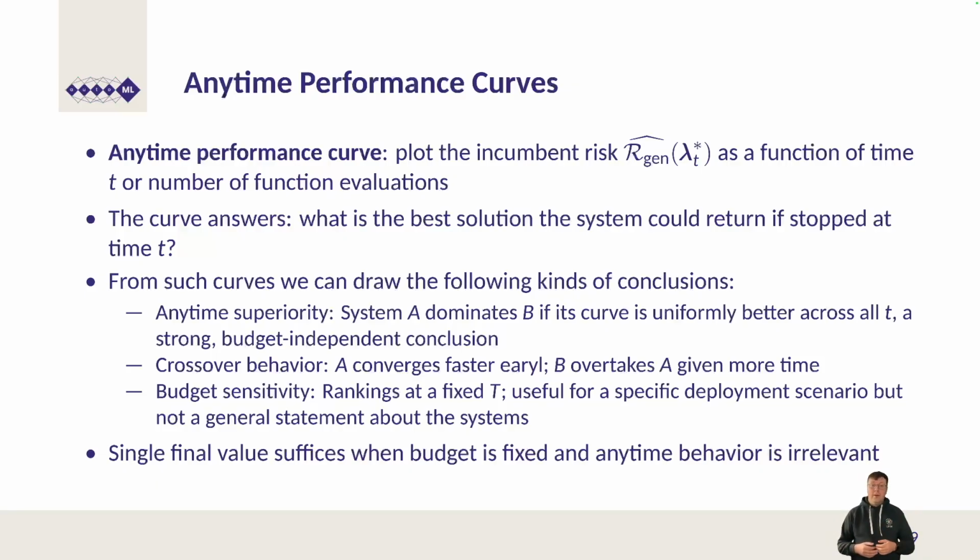The third is budget sensitivity. Comparing systems at a specific fixed time point t is a weaker statement. It is valid for the specific deployment scenario where budget t is fixed, but it cannot be generalized beyond that budget. The practical implication is this. A single final value is only sufficient when the budget is fixed in advance and anytime behavior is genuinely irrelevant. For any general comparison of AutoML systems, the full curve is necessary.